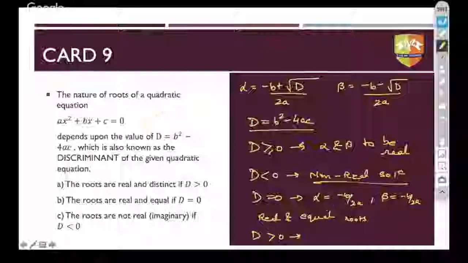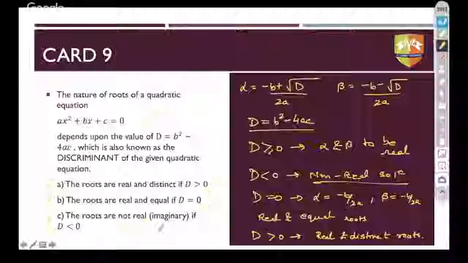And third is, d is greater than 0. In this case, you'll have two distinct values of alpha and beta, and we say that the equation has real and distinct, or real and different roots. Real and distinct. This is the term, distinct roots. So you will get two roots which are different from each other. So please remember these three conditions. Questions will be asked on these. The question will be to find out some value of a, b, and c, given that the roots are either real and distinct, real and equal, or not real, imaginary, right? This can be a question. We'll see such questions later on.